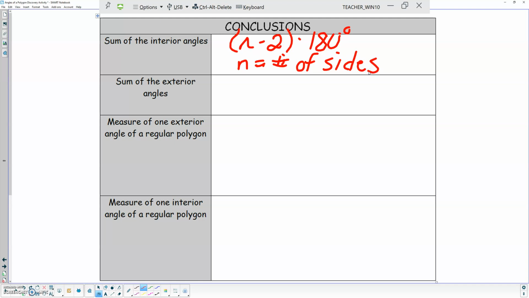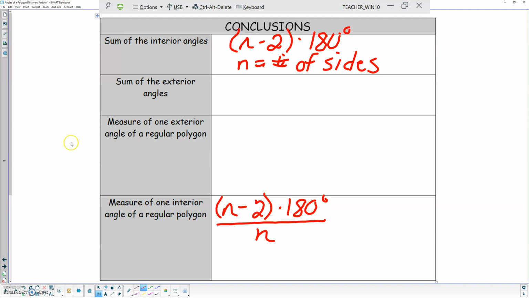Okay, so then at the bottom where it says, how do you find the measure for one interior angle of a regular polygon? Well, you're going to take the sum, n minus 2 times 180, and divide it by the number of sides.